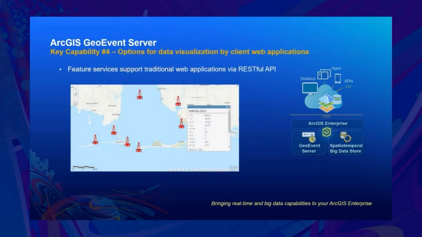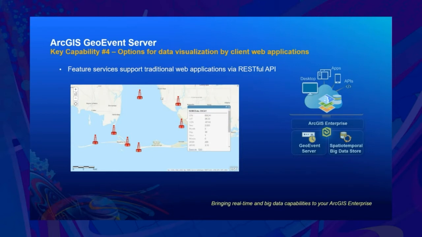Thanks, RJ. The fourth key capability of GeoEvent Server is the visualization of processed real-time data. Like storage, visualizing real-time data is entirely optional when working with GeoEvent Server. In fact, there may be times where the data you bring into GeoEvent does not have a spatial component to it whatsoever. But where there is a spatial component, GeoEvent Server can be used to facilitate sending this data to a variety of different services.